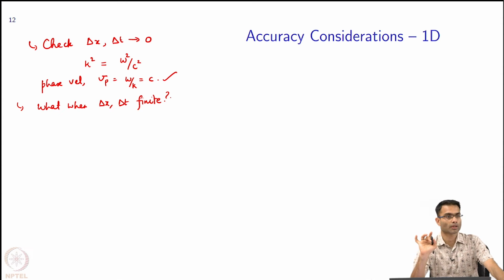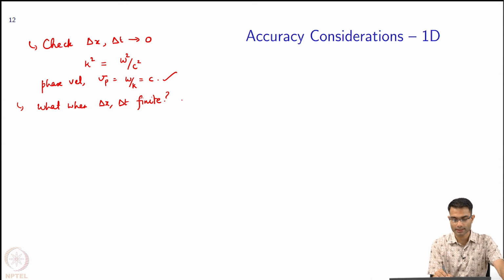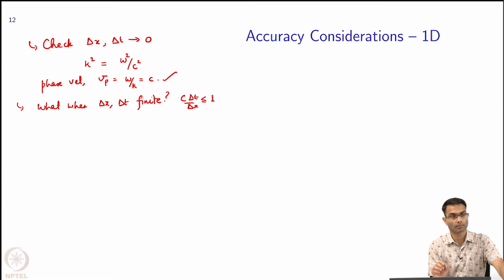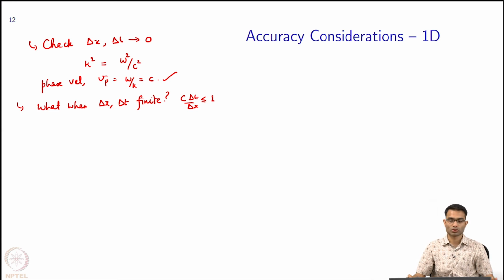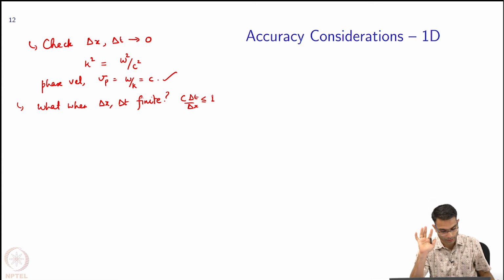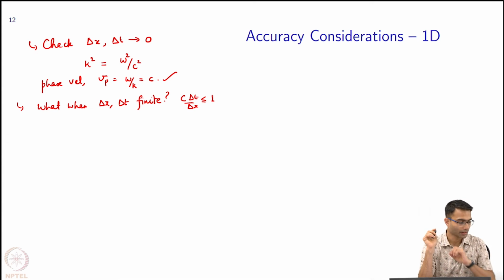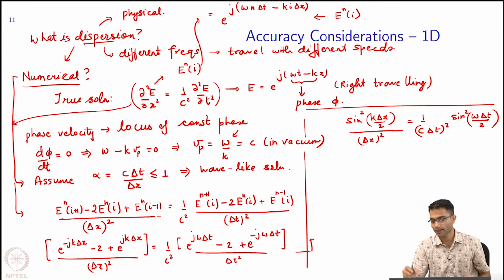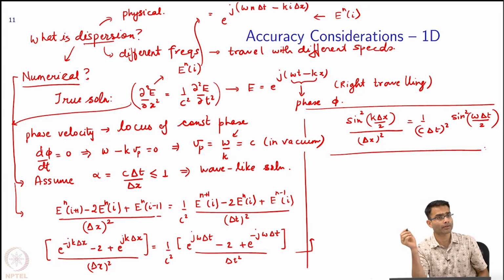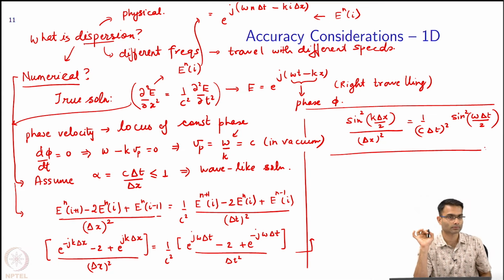So, we are still in the Courant condition. We are still saying that c delta t by delta x is less than 1, but they are finite numbers. If the Courant criteria is not satisfied, I do not get a wave-like solution, but now I am within the Courant condition, but these are finite. So, will this condition still be satisfied? First of all, looking at this expression over here, I can no longer replace sine theta by theta.